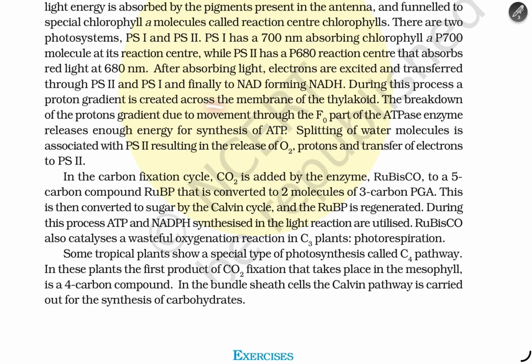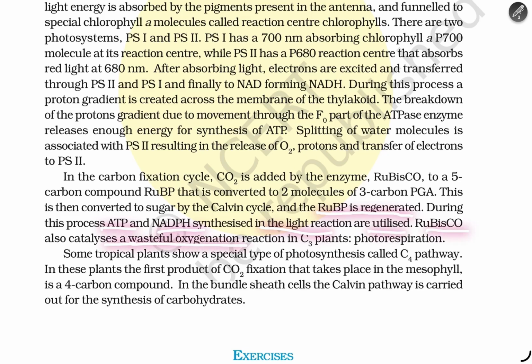During the process, a proton gradient is created across the membrane of the thylakoid. The breakdown of the proton gradient due to movement through the F0 part of the ATP synthase enzyme releases enough energy for the synthesis of ATP. Splitting of water molecules is associated with PS II, resulting in the release of O2, protons, and transfer of electrons to PS II. In carbon fixation, CO2 is added by the enzyme RuBisCO to the 5-carbon compound RuBP to form 2 molecules of 3-carbon PGA, and this is converted to sugar by the Calvin cycle. The RuBP is regenerated. During the process, the ATP and NADPH synthesized in the light reactions are utilized.